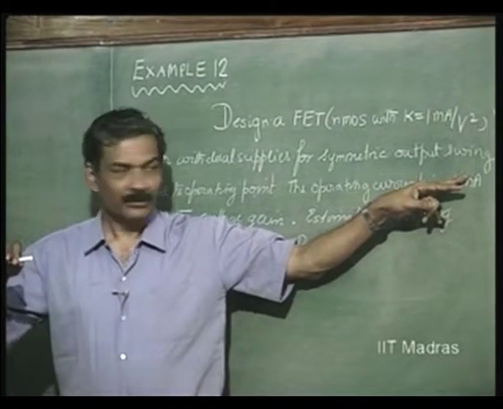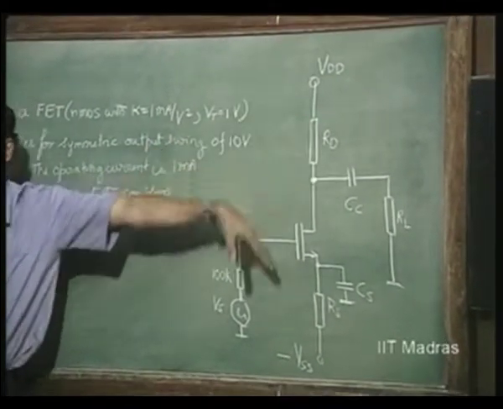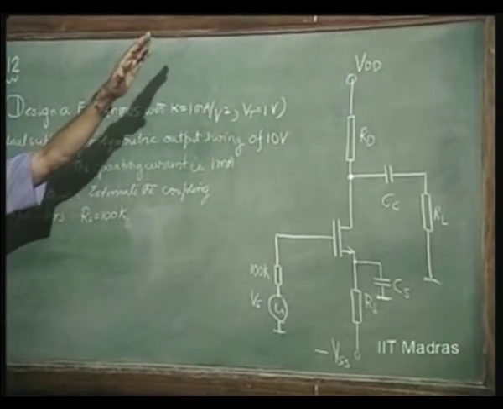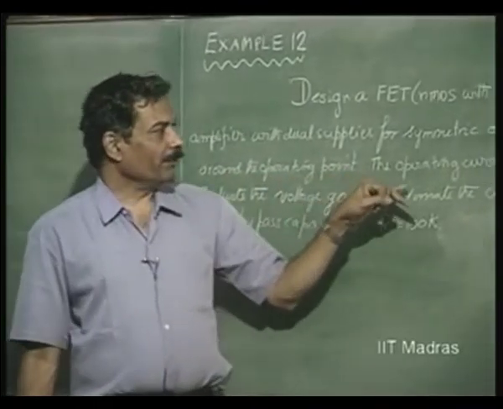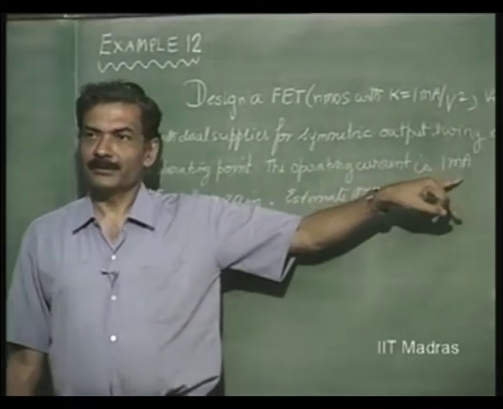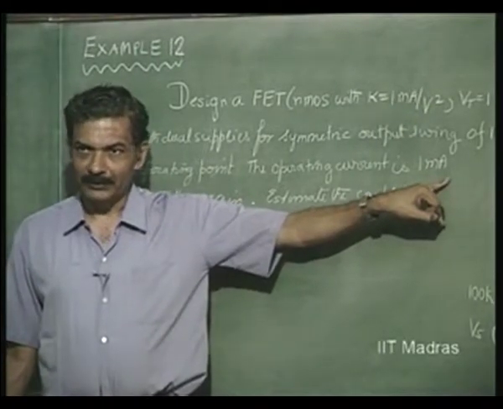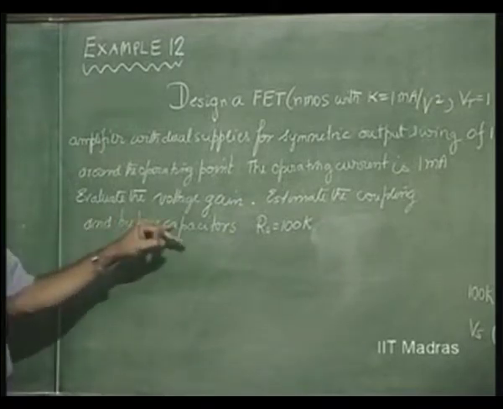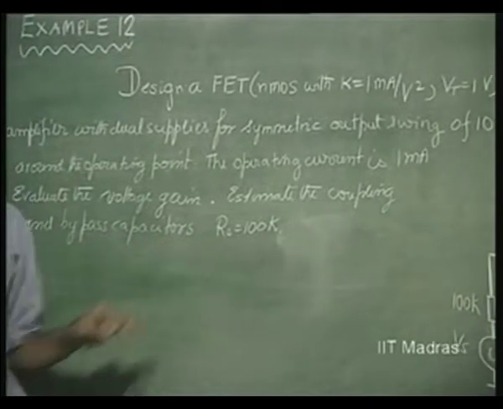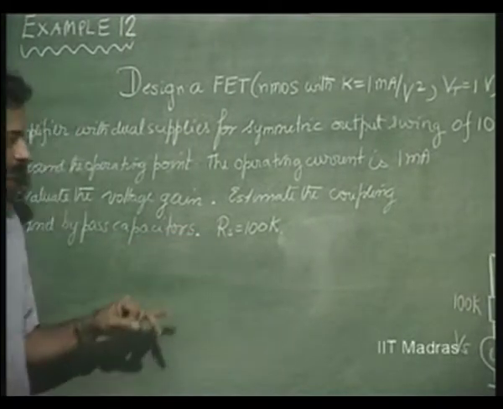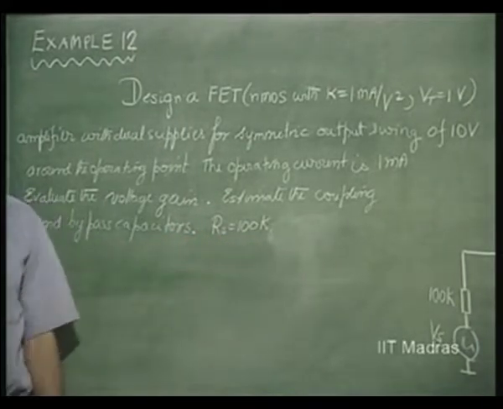Okay. So, if it is having a quiescent voltage of some value, on either side of this there should be a swing of 10 volts at the output around the operating point. The operating point is 1 milliampere. This should be a stable operating point of 1 milliampere, IDSQ. Evaluate the voltage gain, estimate the coupling and bypass capacitors. This is similar to the bipolar situation for Rs equal to 100 kilo ohms.